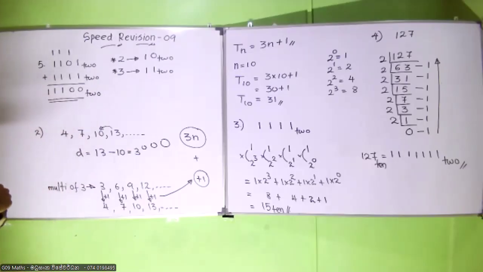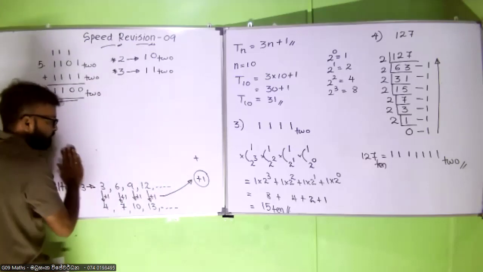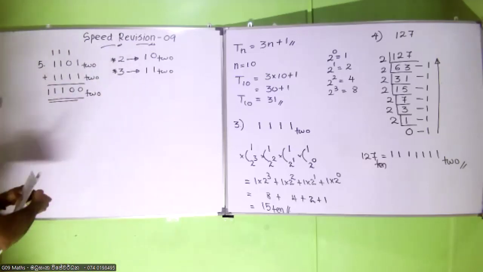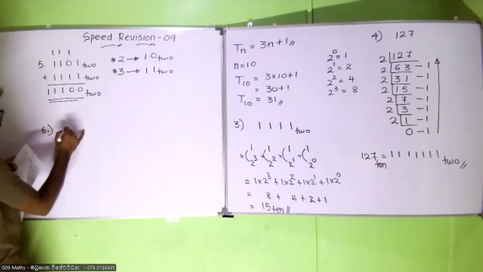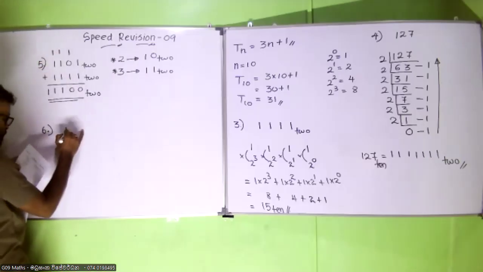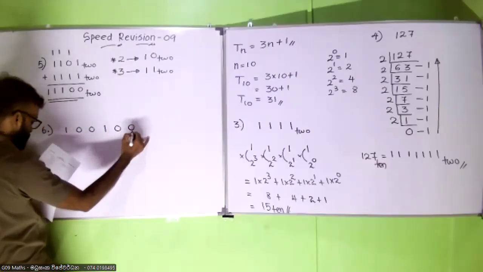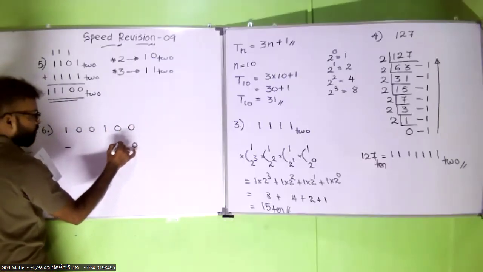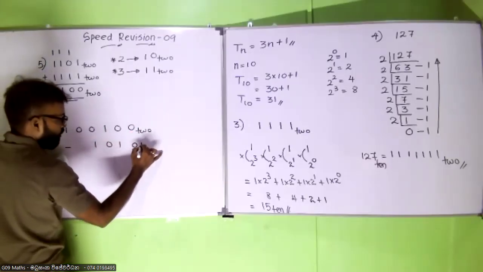Then you have to subtract. So this is the 6th question. 1, 0, 0, 1, 0, 0, subtract 0, 1, 0, 1. Base 2.